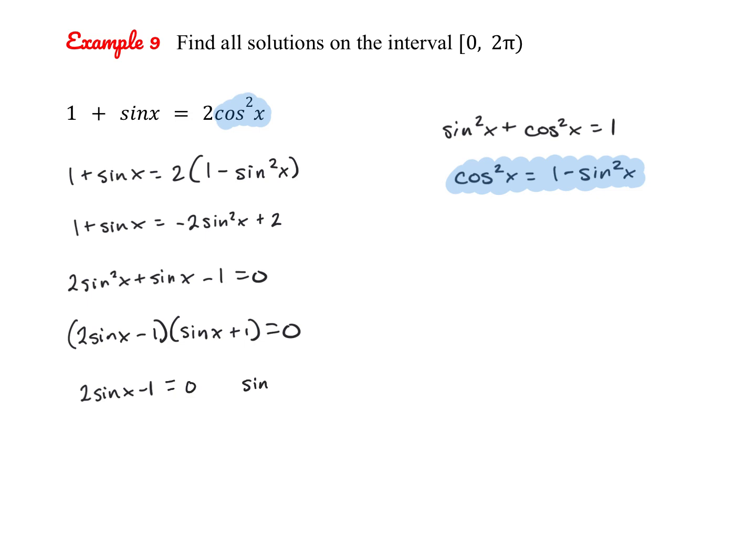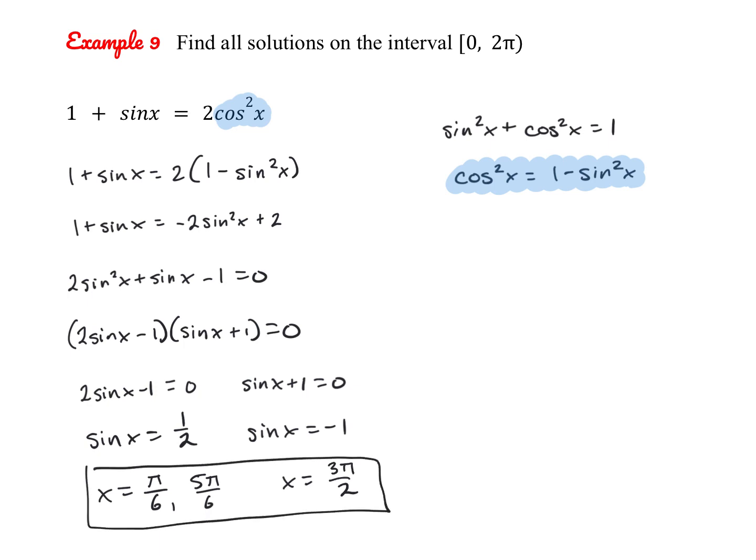using the zero product property, like this. So we have the sine of x equals 1/2 and sine of x equals negative 1. So these are the same answers as that previous example that we just did. And then here, there's only one time between 0 and 2 pi when the sine of an angle is negative 1, and that's at 3 pi over 2. So we have 3 answers to this equation.